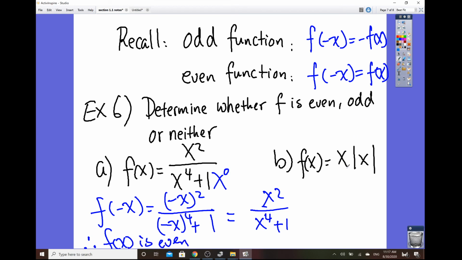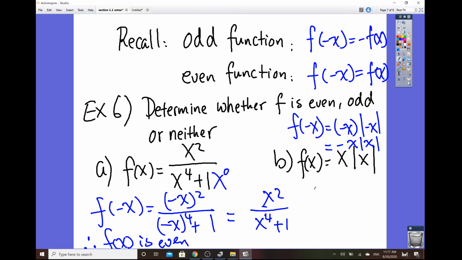And now what about the absolute value? So for the absolute value, it looks like this one is eventually going to be considered odd, because this one is x to the first power times absolute value, x to the first power. But again, we need to verify it. So let's start it off with f of negative x. So for f of negative x, we do have negative x times absolute value of negative x. So the absolute value of negative x makes everything positive. So positive times negative, eventually it's going to be negative x times absolute value of x.